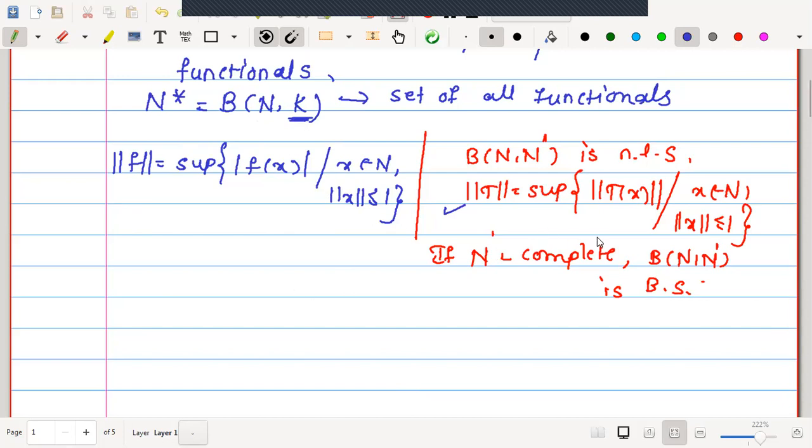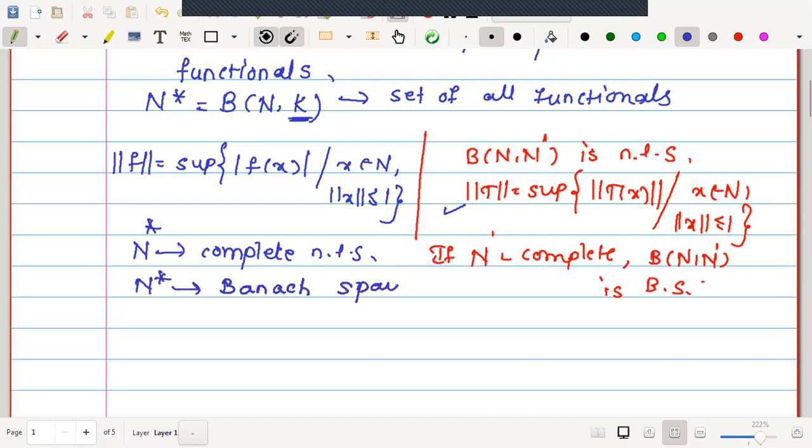Similarly, as N to N dash, provided N dash is complete, gives us that the set is complete, here also the codomain under consideration is K, and we know the set K, that is a field, either the real field or the complex field, is complete. That's why this N star is also complete. Therefore it is complete as well as a normed linear space, and one can say that N star is a Banach space.